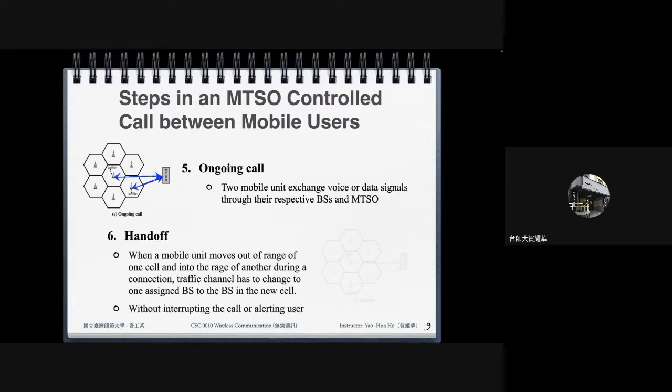And when the mobile units move from one base station to another base station, you need to do what we call a handoff. That is when a mobile unit moves out of the range of one cell and into the range of another cell during the connection. Then they need to do the handoff from one base station to another base station. Okay, this should be done without interrupting the call or alerting the users.